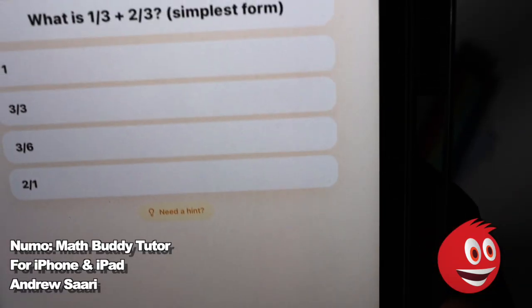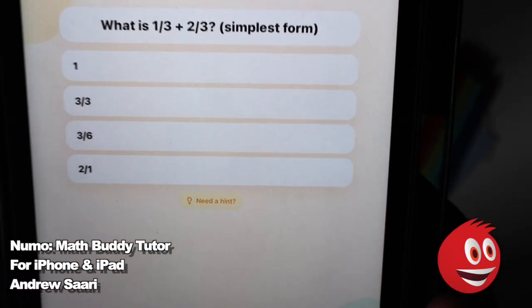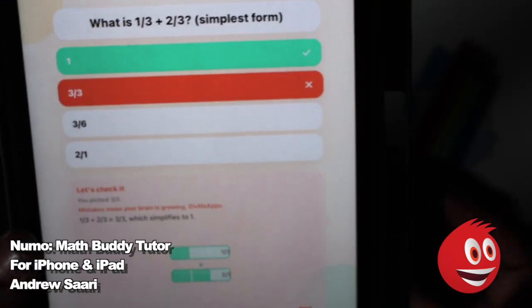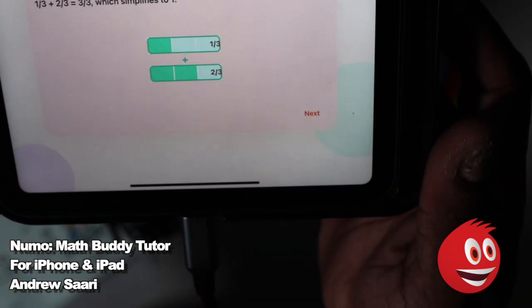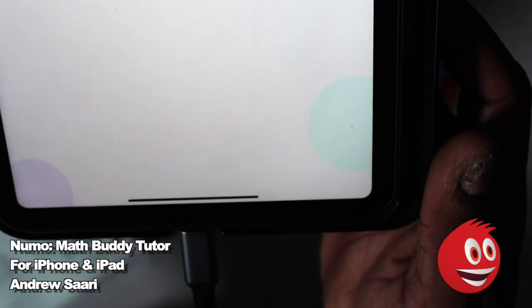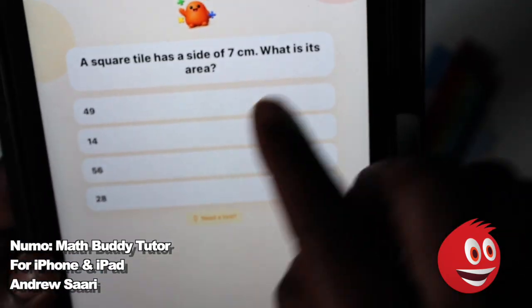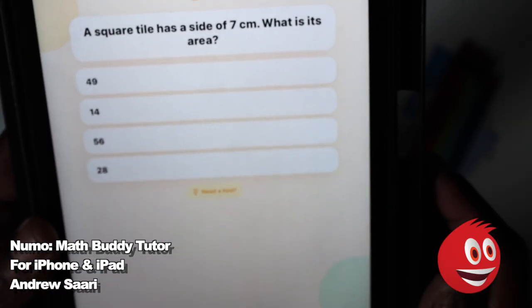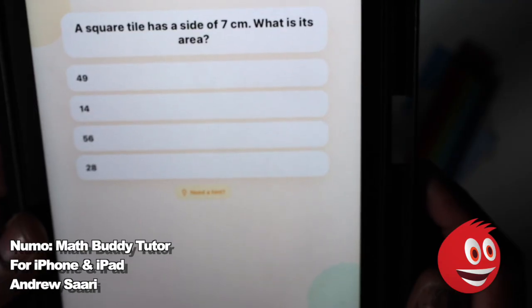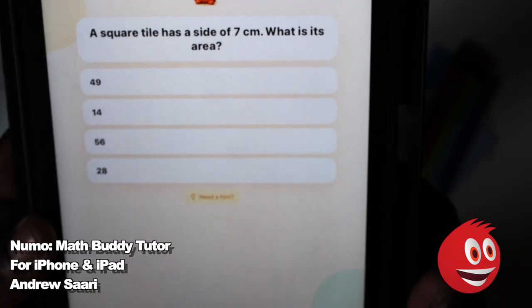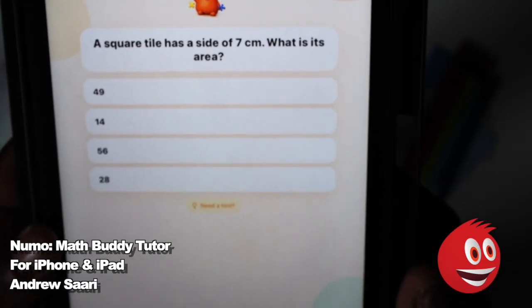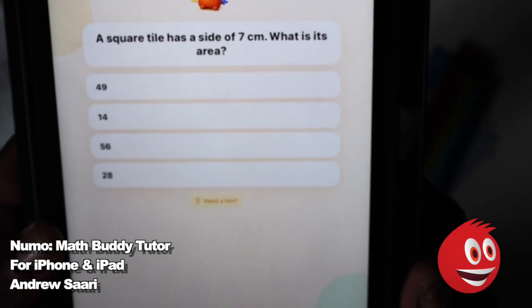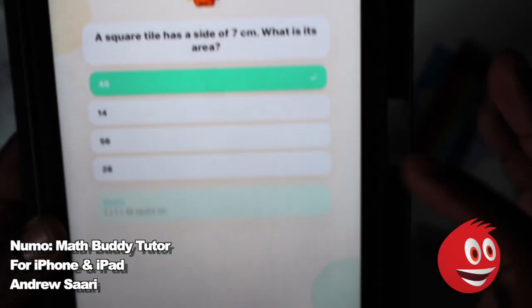All right, and so what is 1/3 plus 2/3? We're selecting wrong answers on purpose. All right, there we go. See, let's check it. Your answers are just practice. All right, so a square tile has a side of 7 centimeters. What is the area? And so you know what the area is supposed to be. All right, now you tell us, what is the area? We're selecting wrong answers on purpose, but there you go.